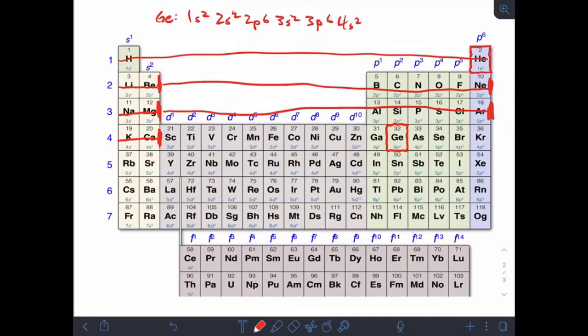Now when I hit the D block, I have to drop down a number. Okay, so I'm in row 4, but when I hit the D, it drops down a number to 3D. Okay, so I'm at 3D1 at scandium, and I read across, and when I get to D10, I list it. All right, and then I'm at 4p, so when I get back to the p's, I go up to 4, and germanium lives at 4p2.